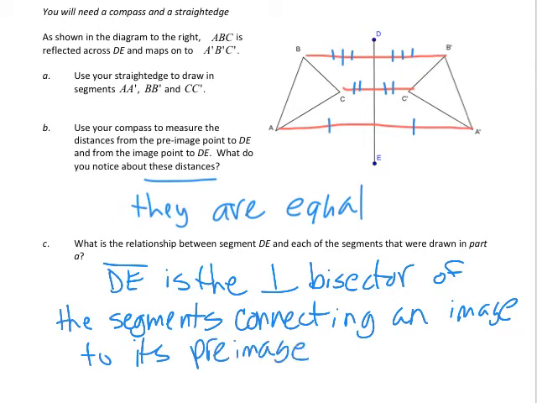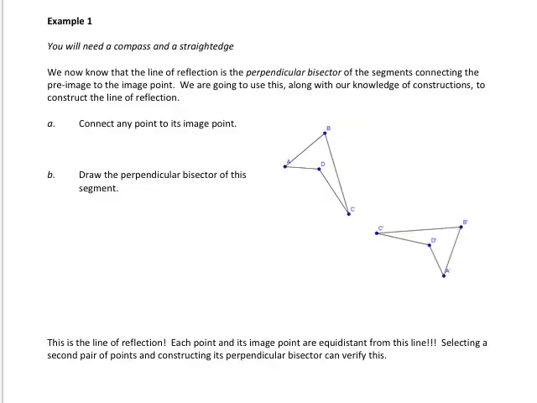Okay, so when you're reflecting over a line, that line of reflection is the perpendicular bisector of the segments that connect an image to its pre-image. So we're going to highlight this once again. We now know that the line of reflection, when I'm reflecting over a line, is the perpendicular bisector of the segments connecting the pre-image to the image. Now that we know that, we can construct the line of reflection, because what construction would you use? Why, it has to be the perpendicular bisector.